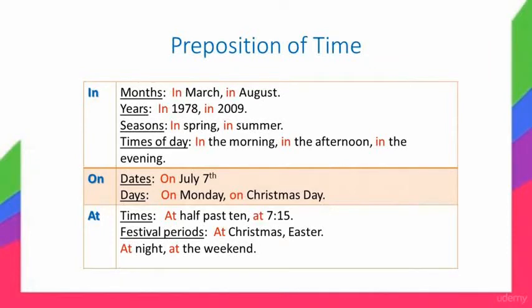Next is the preposition at. So this is used with times, at 10:30 or at 7:15. So you can say at when you're talking about festival periods, so at Christmas and at Easter. So you can use at or on when you're talking about festival periods, at night and at the weekend.